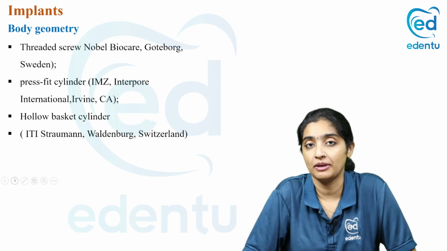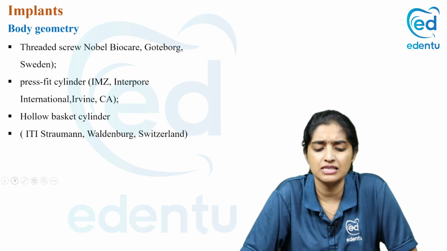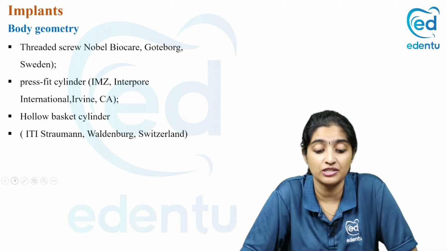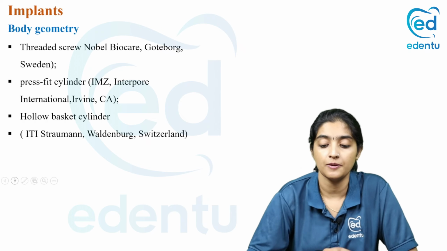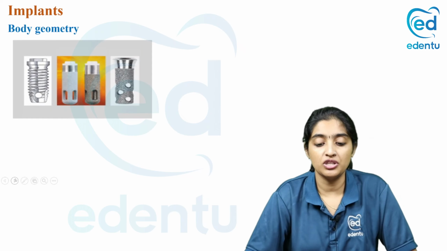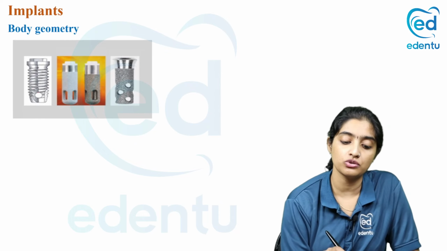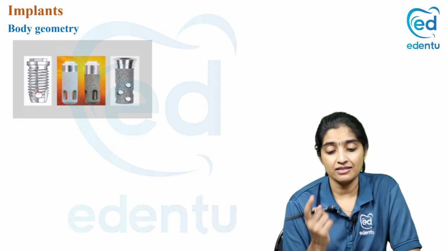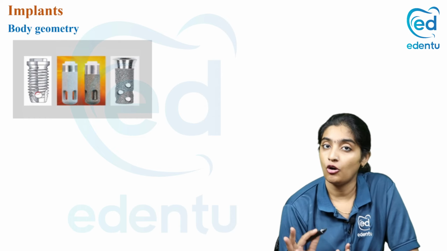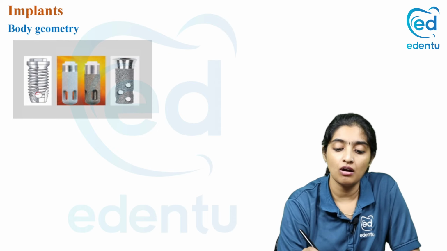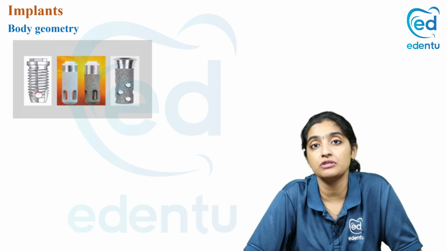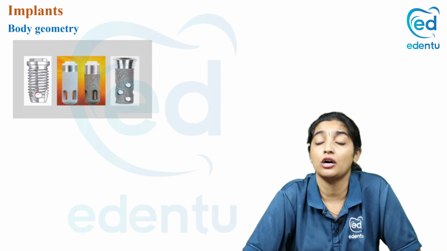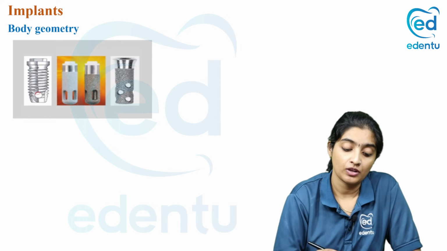Coming to the body geometry, you have different designs where you have threaded screws, press fit cylinders, and hollow basket cylinders. So these are the different geometries. This is threaded screws with holes. Without holes is what is used most commonly now. Threaded cylinders, you have tapering or cylindrical. And you can have surface modifications, like coating with hydroxyapatite or surface treatments with acids.